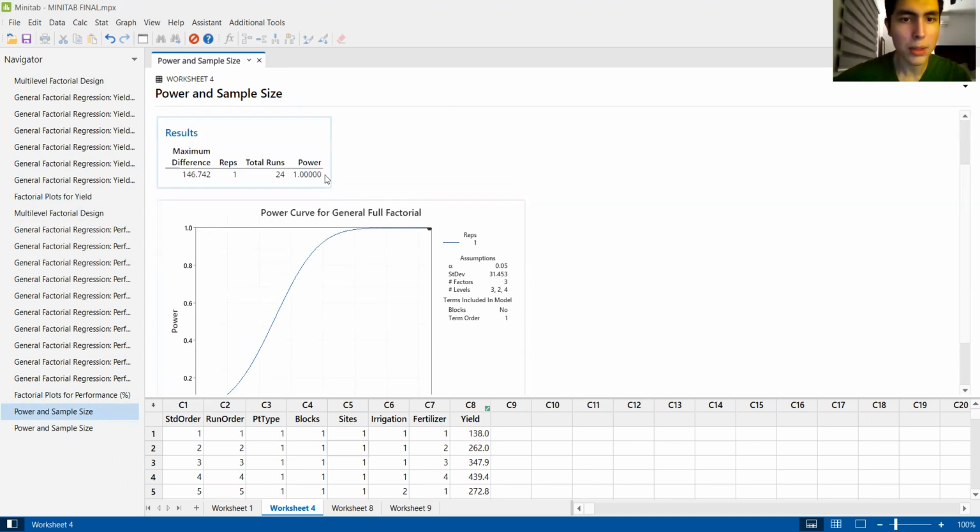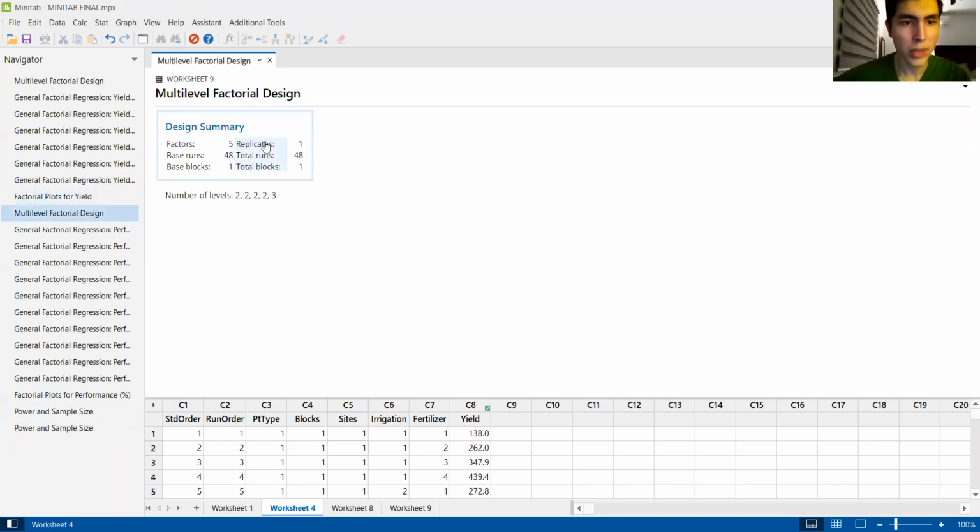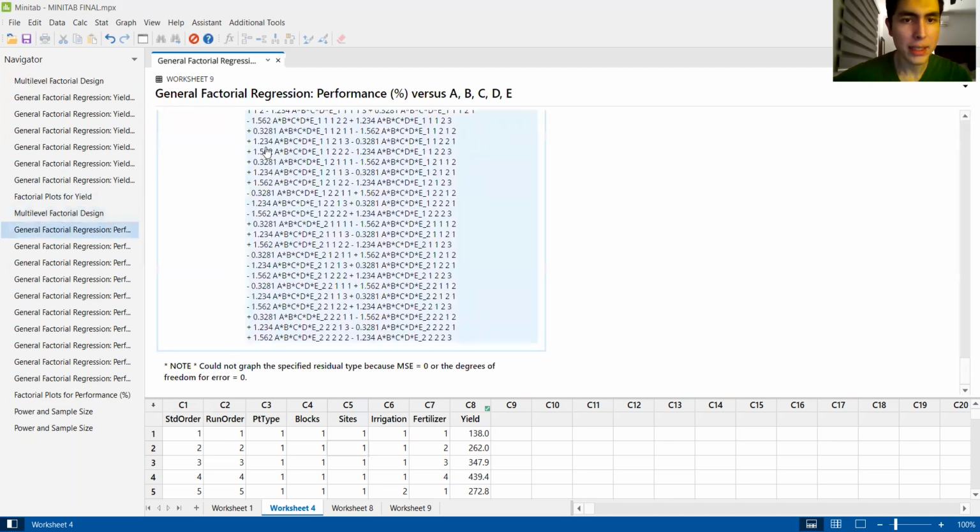So I got a power for this analysis of 1. Now for datasheet number 6, I did the same. I made a full factorial design, but now it's 5 factors and 48 runs, still 1 replicate, and the number of levels is 2 for A, B, C, and D, and 3 for E. So then I did the analysis.